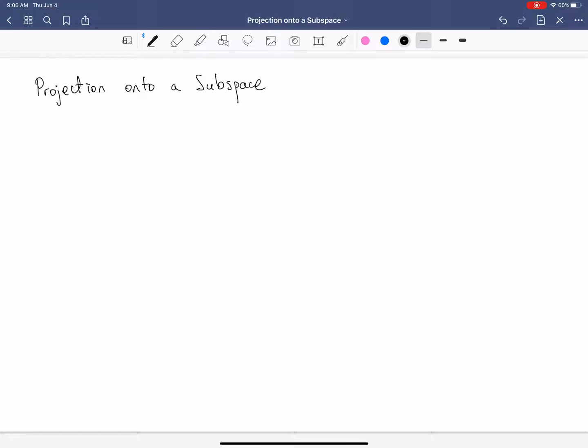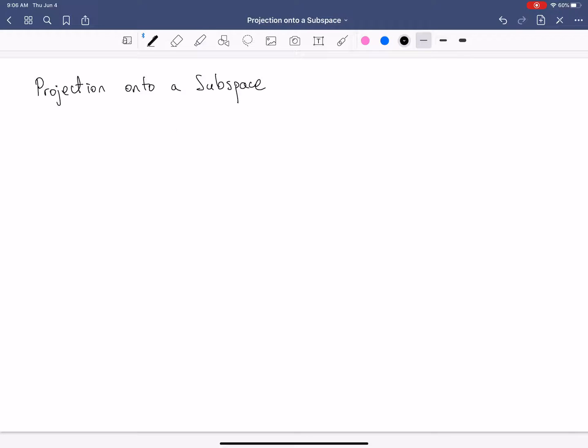In this video, we're going to generalize what we did in the previous one, where we projected onto just one line or onto a vector. Now we're going to project onto a subspace. So let's look at our setting.